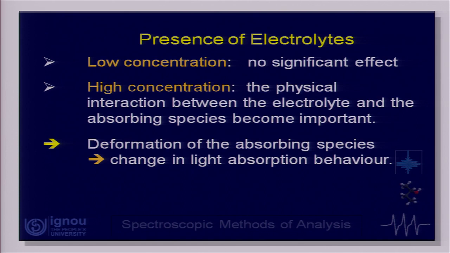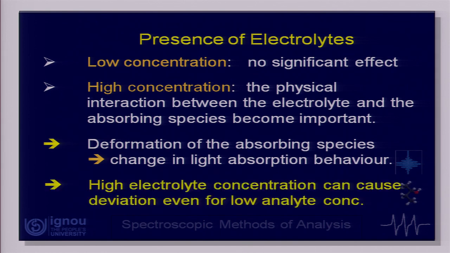So, primarily there are two factors: one is the concentration of analyte, and the second is the concentration of electrolyte, which is not an absorbing species, it is just present in the medium, and that actually influences the absorbing species. Okay. So, this causes some kind of deviation because of the deformation of the molecule which is the absorbing species.